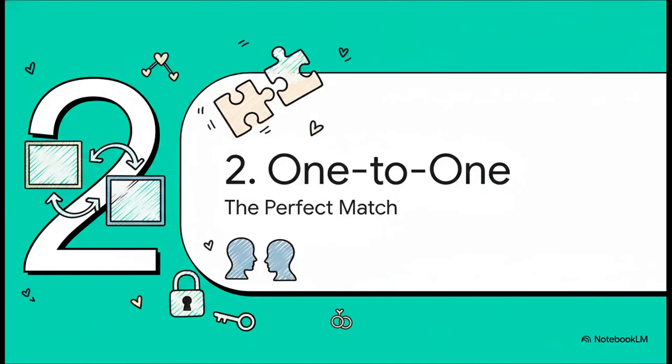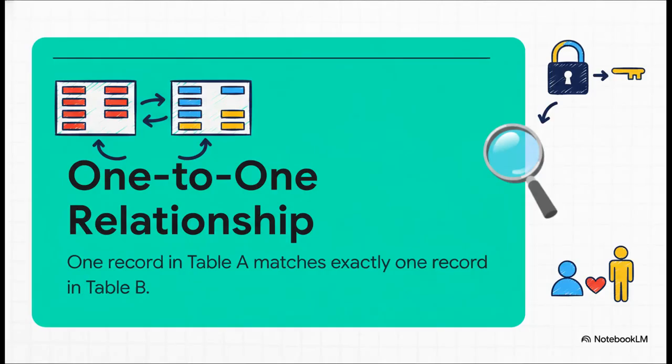Okay, so we know why we need to link tables. Now let's get into the how. We're going to start with the simplest type of all, the one-to-one relationship. Just think of it like a perfect match. The rule here couldn't be simpler. For every single item in Table A, there can be exactly one, and only one, matching item in Table B. And it works the other way around too. It's a direct one-to-one pairing.